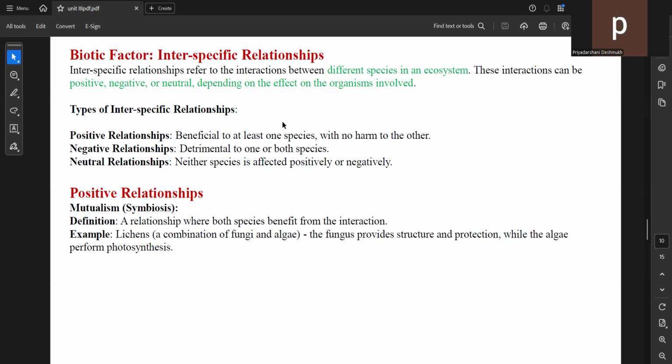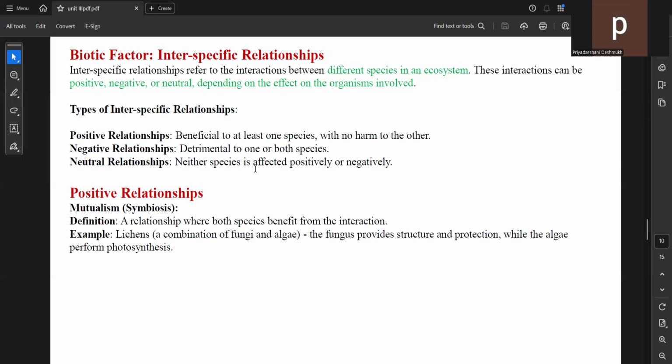In the positive relationship, there is mutualism or symbiosis. In this relationship both species benefit from the interaction. For example, lichens are a combination of fungi and algae. The fungus provides structure and protection while the algae performs photosynthesis.